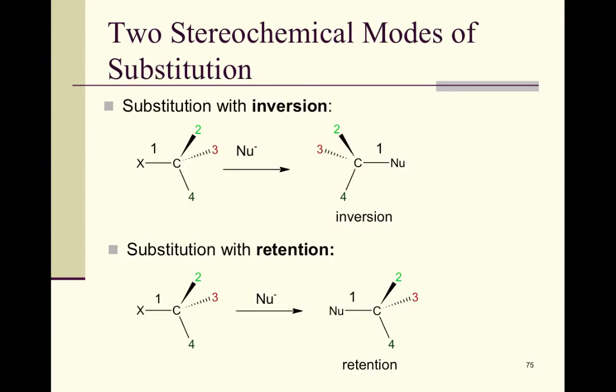How the inversion happens. There are 2 stereochemical modes of substitution. You can either have an inversion or retention. Inversion, if you take a look at the rankings of these 1, 2, 3, 4, and this one here happens to be an S, the nucleophile comes in, and when it attacks, it actually inverts the whole thing, and now instead of us having the S, we actually have an R. We can also have substitution with retention, where we just simply have the X group replaced with the nucleophile, and that's retention.